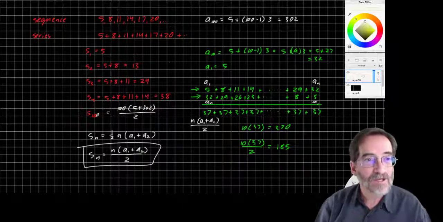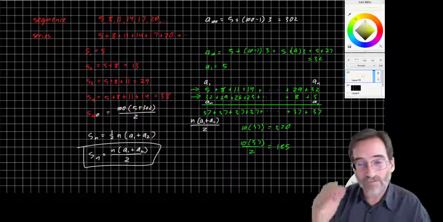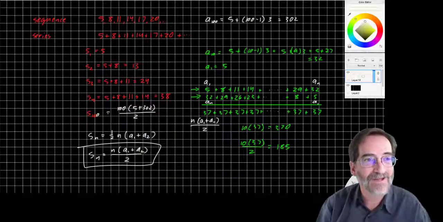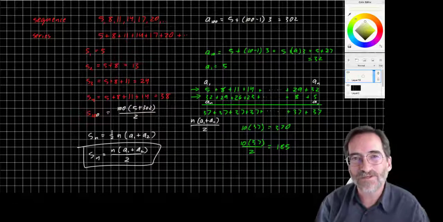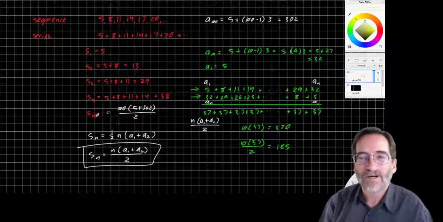It gets more interesting when we start talking about infinite sums, but the infinite sum of an arithmetic series is always infinite. We'll come to more interesting results when we get to geometric series.